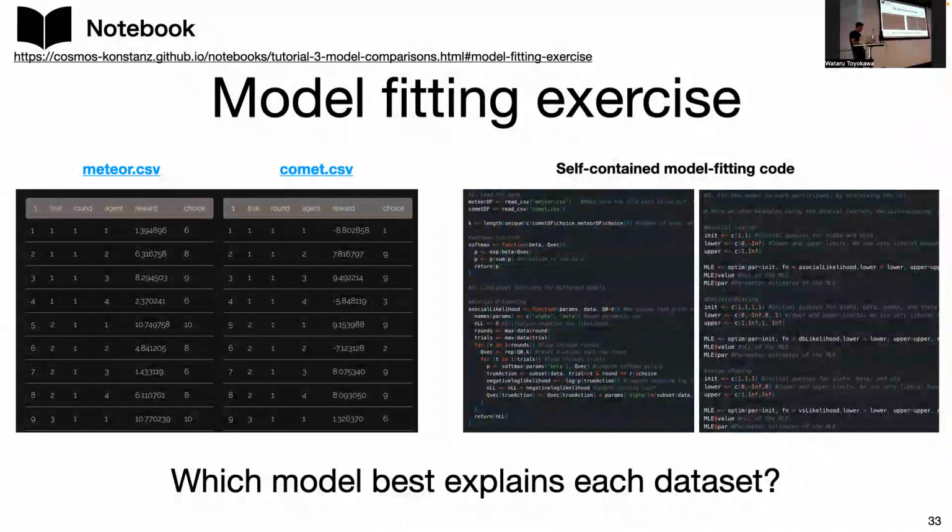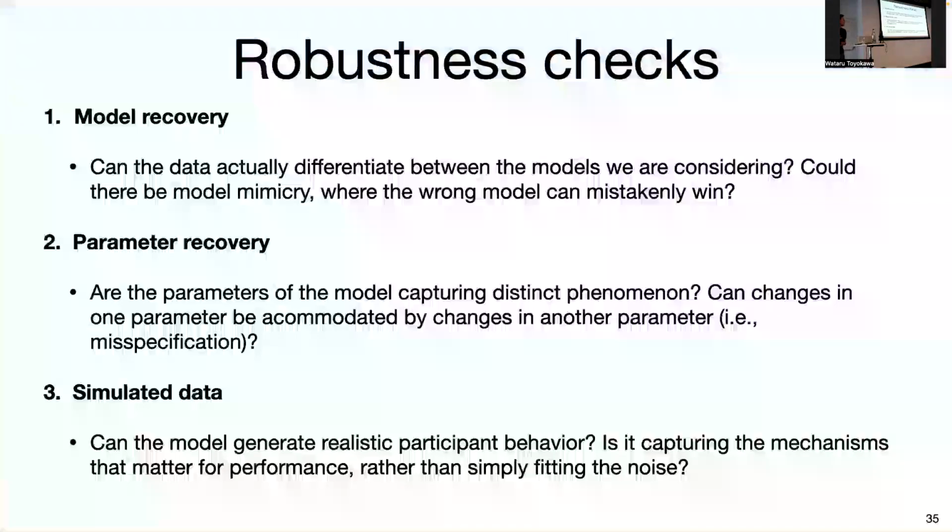Okay, so we finished this exercise now, and I'm moving on to part 2, which is robustness. And the goal here is to talk about some robustness checks to make sure that what we get from these model estimates are meaningful, right? So beyond just having models win, we also want to make sure that models are recoverable.